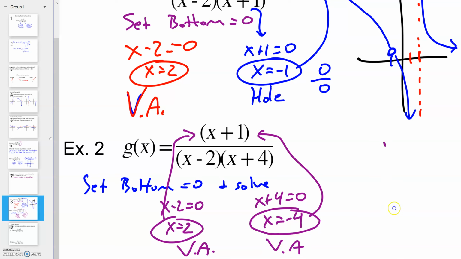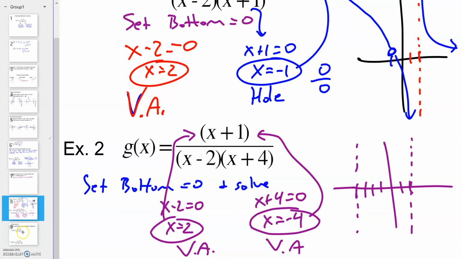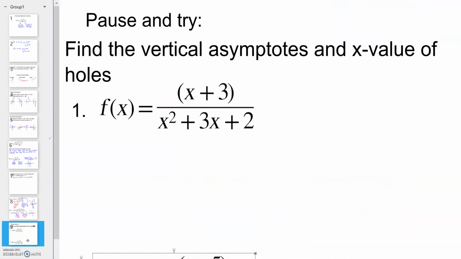Okay, so if I were starting the graph of this, we would have a vertical line at negative 4, and I would have a vertical line at 2, and I know that my graph's going to be approaching them. And I don't want to make this video too long, so we'll learn more about the details of that in class. So just to kind of wrap it up, I want to do 2 more examples.